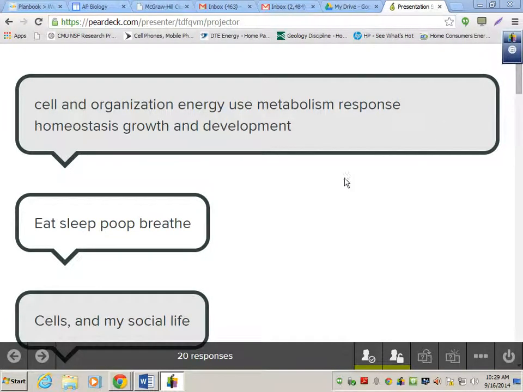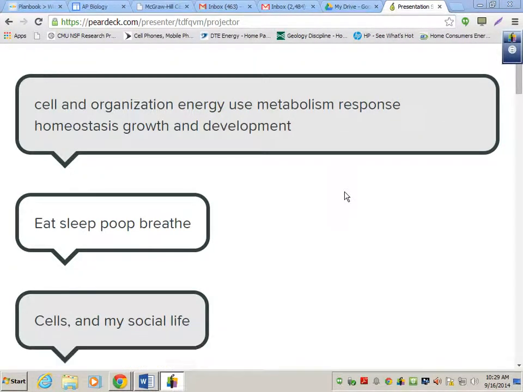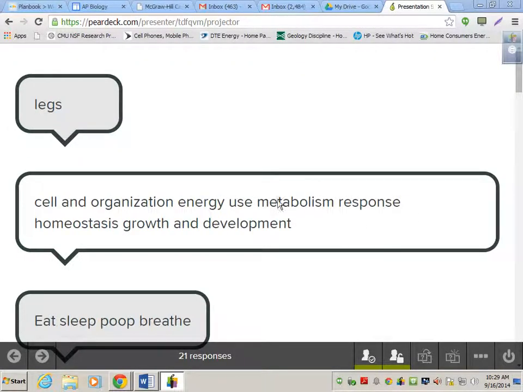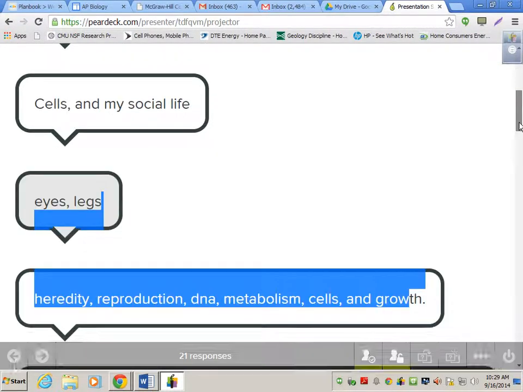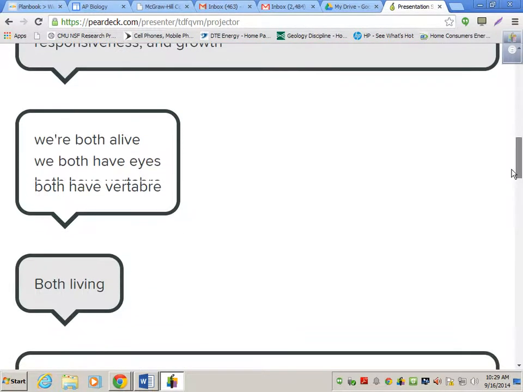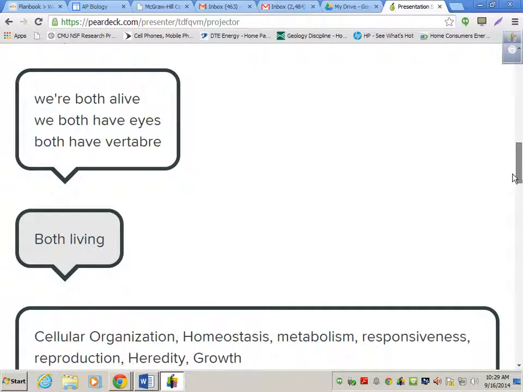We have legs, yeah, we have them, I guess. Cells and organization, I like that. You're going right to the characteristics of life: metabolism, homeostasis, and growth. Someone did their reading last night. I see that. Eyes and legs. We both are alive. We have eyes, and we have vertebrae.